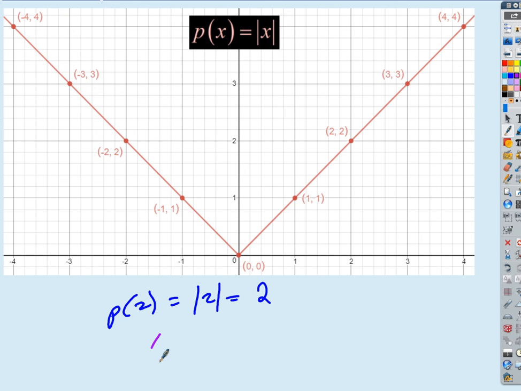I input a 2, that's the x value, correct? And it output a 2 in this case, which is the y value. The output of a function is always the y value, the input would be the x value.